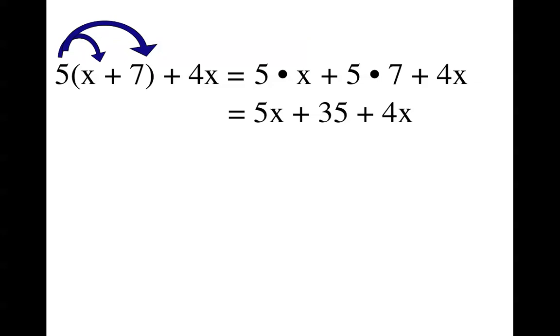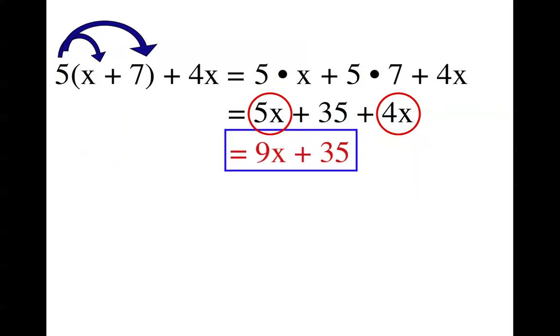Now, do you notice anything that we could combine? Notice, combining like terms. I have 5 x's and 4 x's. Now I can add. And my grand total answer is 9x plus 35. If you can do this one, you can do everything that I want you to do.